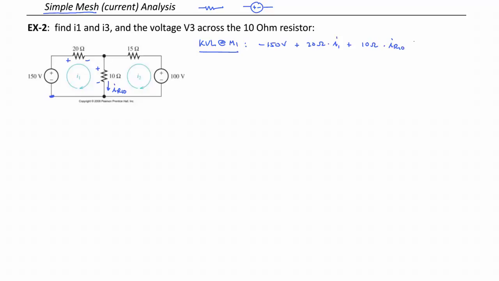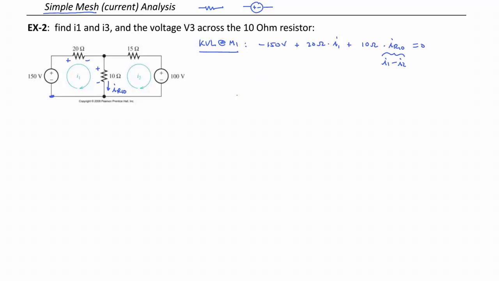But notice that that resistor is shared between both meshes, and so there's actually two currents flowing through it. There's current flowing down through it from I1, and there's a current flowing up through it, that is I2. And so the net current flowing down, as I've labeled here, IR10, is going to be equal to I1 minus I2. And this may be the most challenging conceptual part of doing mesh analysis. It's this idea of superimposing two currents to arrive at a net current.